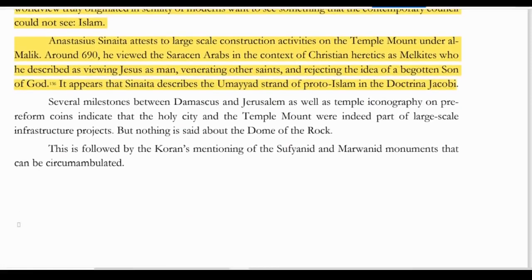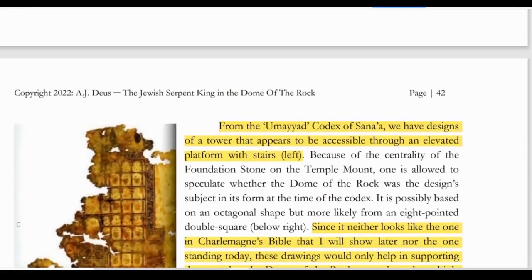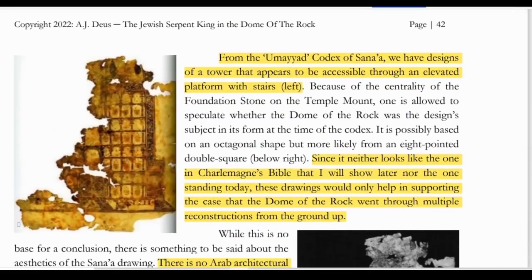Several milestones between Damascus and Jerusalem, as well as temple iconography on pre-Reform coins, indicate that the Holy City and the Temple Mount were indeed part of large-scale infrastructure projects, but nothing is said about the Dome of the Rock. This is followed by the Quran's mentioning of the Sufyanid and Marwanid documents that can be circumambulated. Now, here is when it gets really interesting.